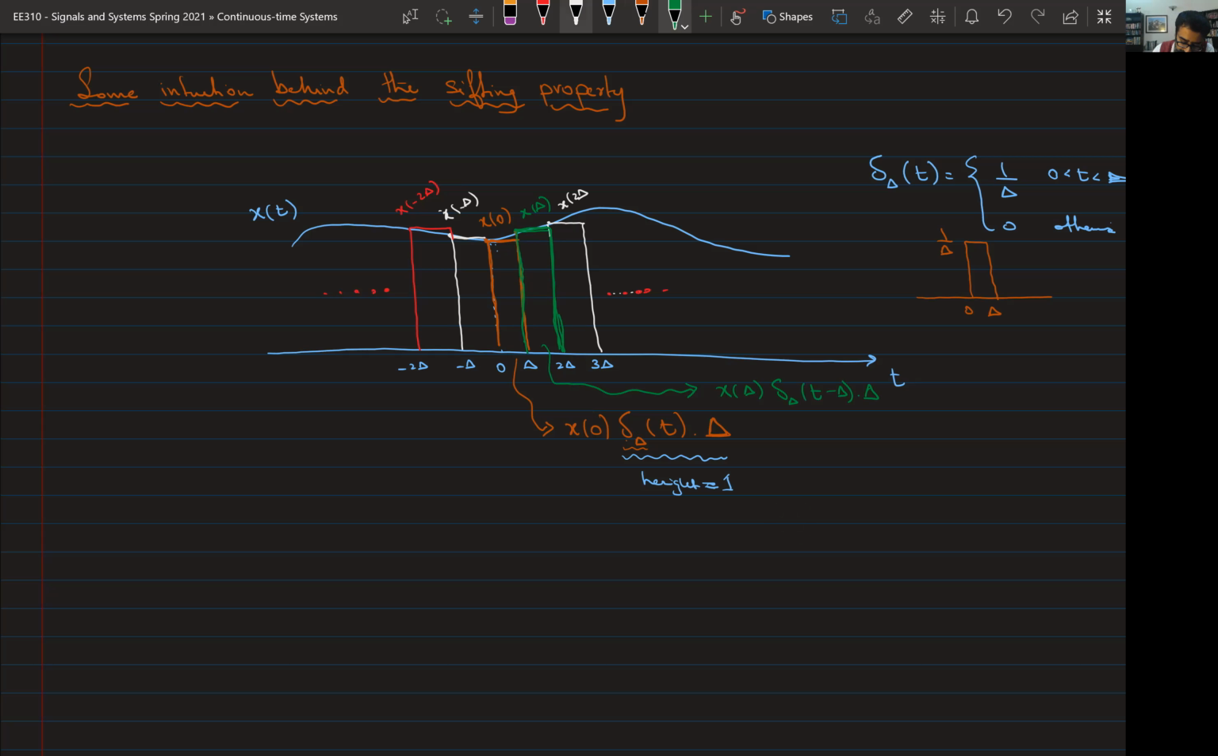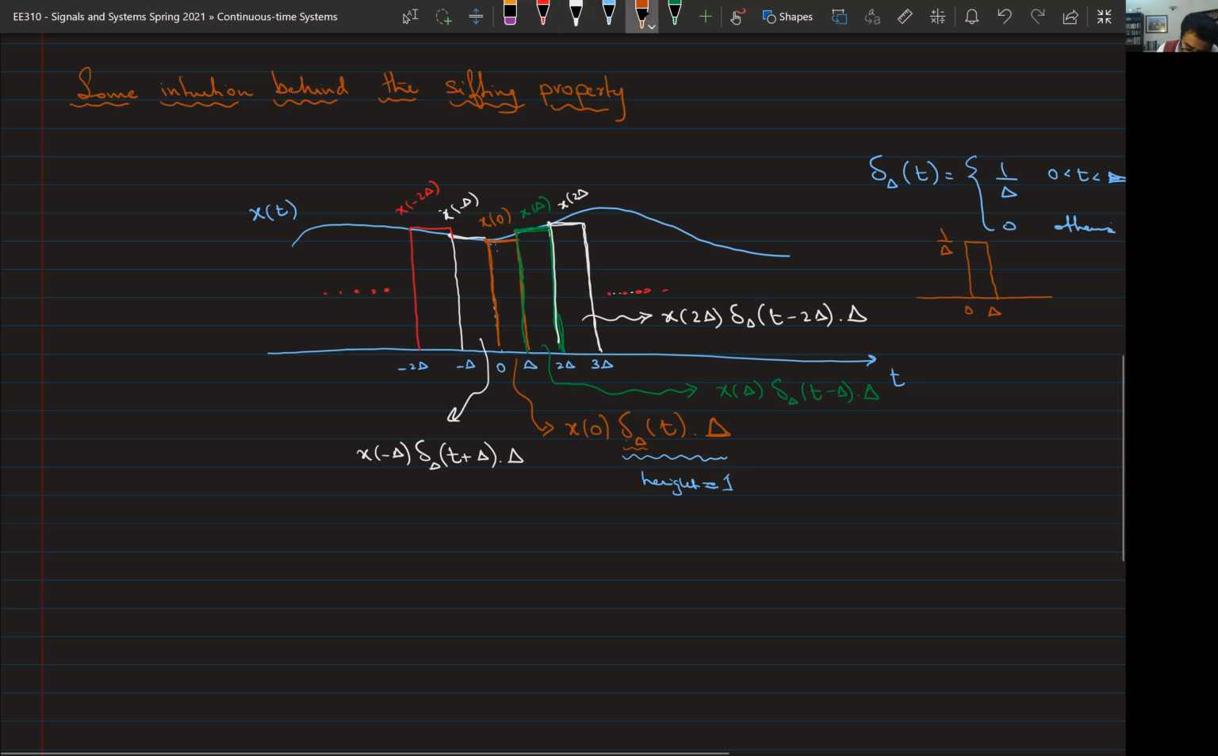And similarly, what about this white pulse? It is x of 2 delta times the approximation of t minus 2 delta, times delta. Excellent. Similarly, this thing is x of minus delta times the approximation shifted by plus delta seconds, times capital delta. And this here is x of minus 2 delta times the approximation of t plus 2 delta, times delta.